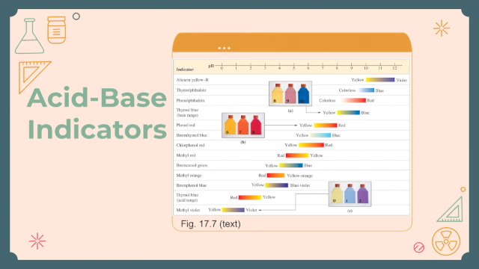This diagram from the textbook depicts many different acid-base indicators and the pH changes they describe. For example, alizarin yellow changes from yellow to violet at pH ranges from 10 to 12. Methyl red here changes from red to yellow at pHs from 4 to 6.